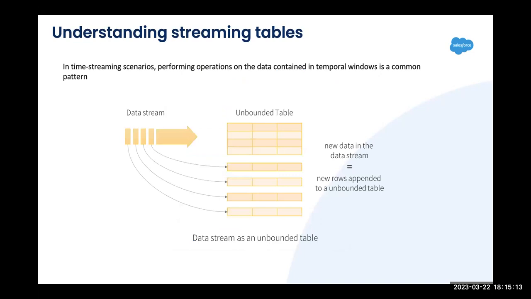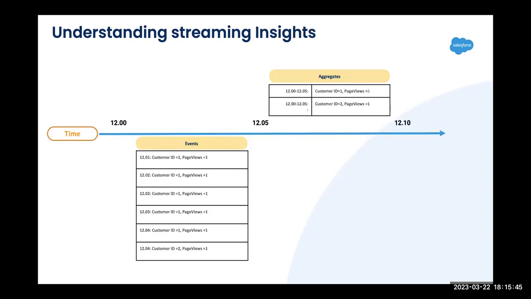So look at the streaming table. You can understand the streaming table, especially in real-time scenarios, how the data stream will hit your unbounded tables, and all the new data in the data stream, the new rows, will be appended to the unbounded tables. Because it's micro batches, right? When the data hits from the data stream, it always has a different kind of micro batch, and the data contained in a temporary window is a common pattern, because that is what streaming data works for, even in platform events as well.